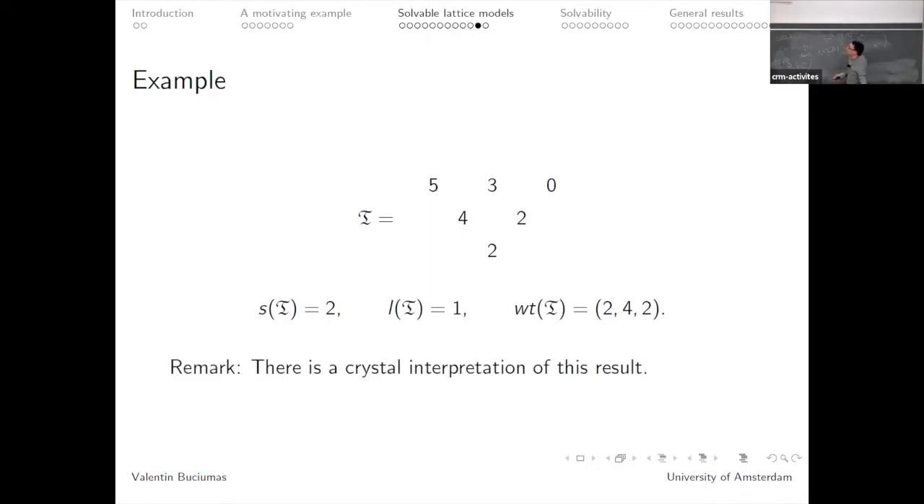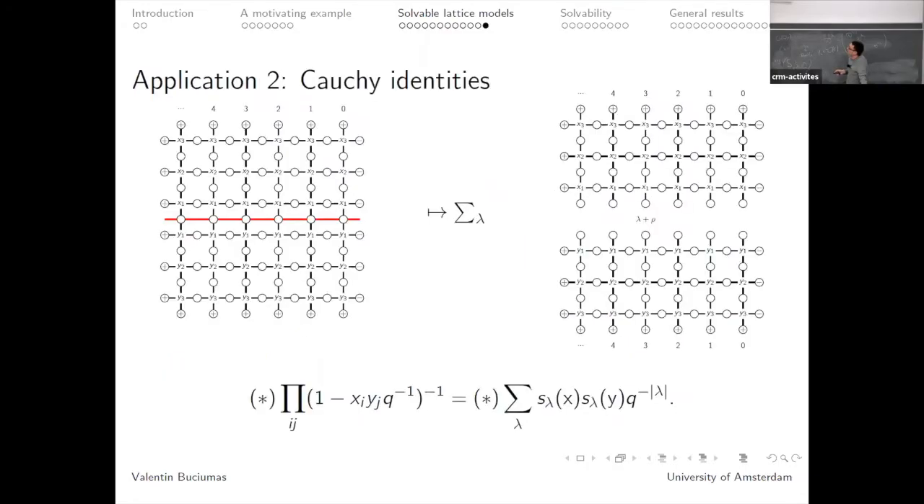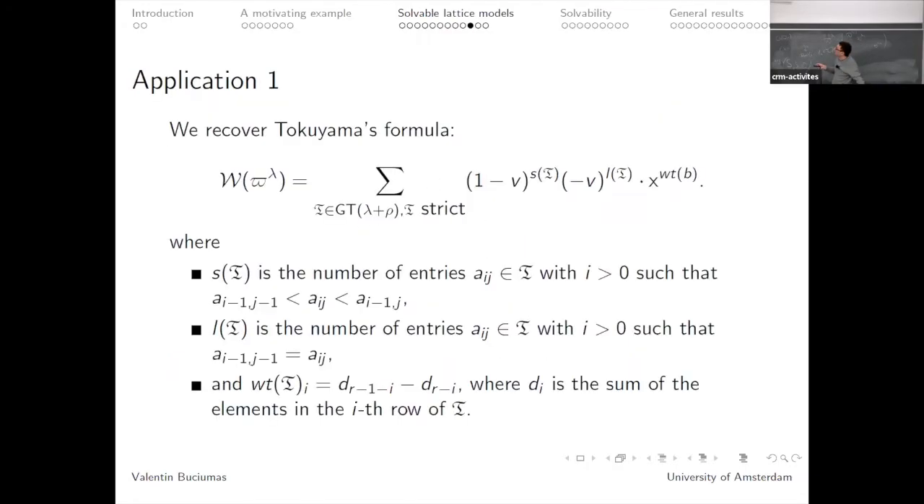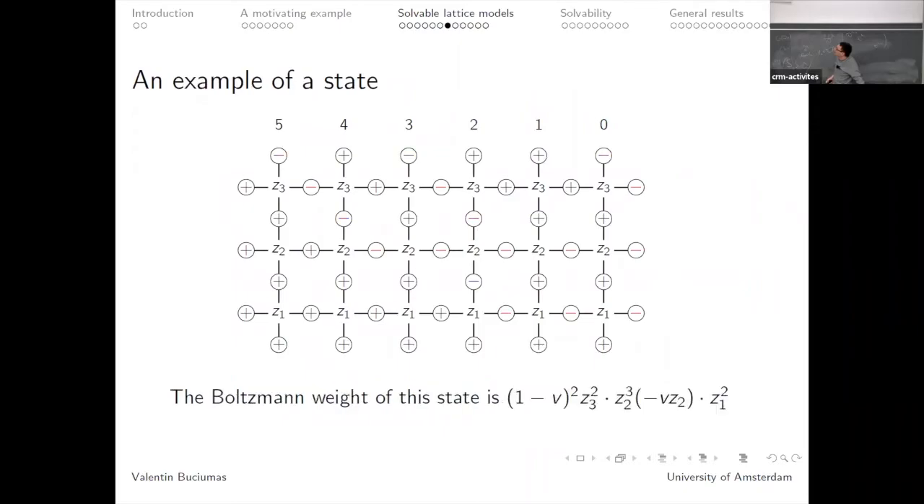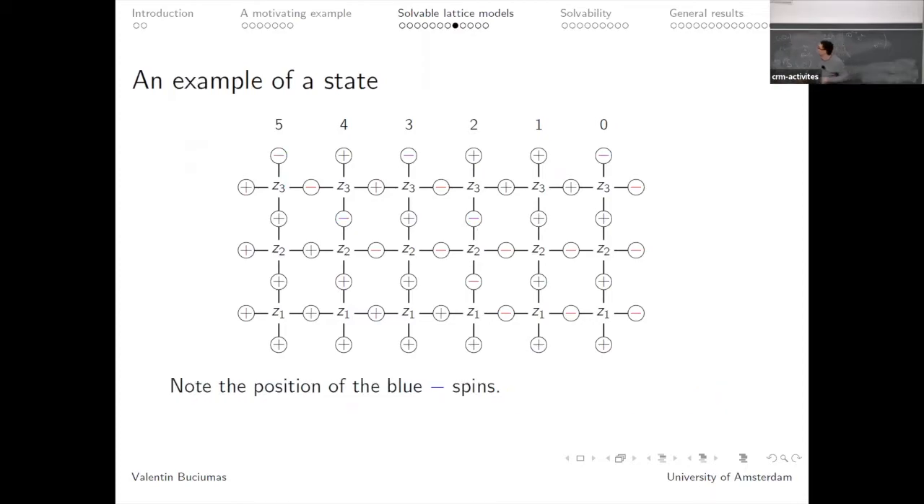So essentially, we can go back and compute this term in the Tokuyama sum. And this term will be exactly equal to this term. And to prove Tokuyama, you can actually show that there is a weight-preserving bijection between states in this model and strict Gelfand-Tsetlin patterns. And how to do that, you have to look at, so let's go to the next slide.